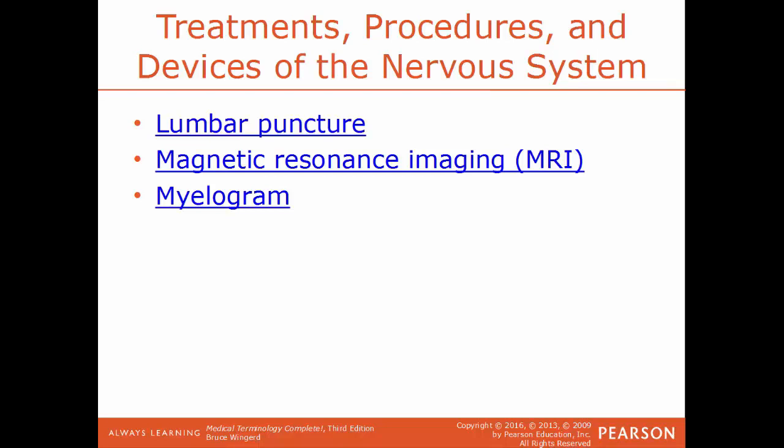MRI, magnetic resonance imaging, is a radiologic exam that is very detailed, much more so than a standard X-ray would be. It uses very strong magnets to produce very detailed, very vivid images of a patient's body. Myelogram. This is a diagnostic imaging procedure of the spinal cord.